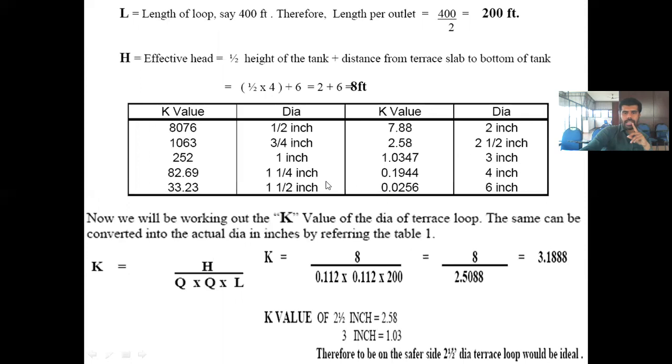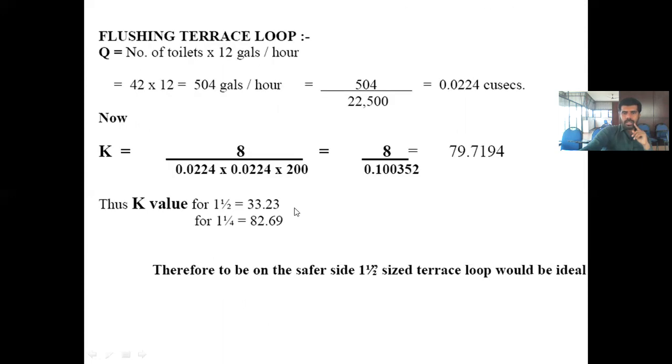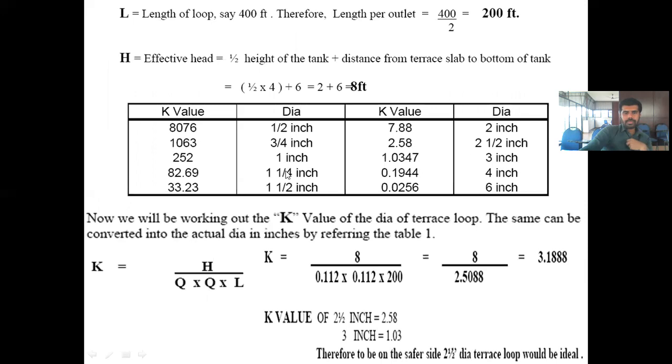79 is coming very close to 82.69, so we can take 1 by 4 inch. 1 by 4 inch would be ideal. This is just going below this 82 only, 79. For the safer side, if you are using 1 by 2 also, it is safe because the pipe size is increasing. But 1 by 4 will be enough.